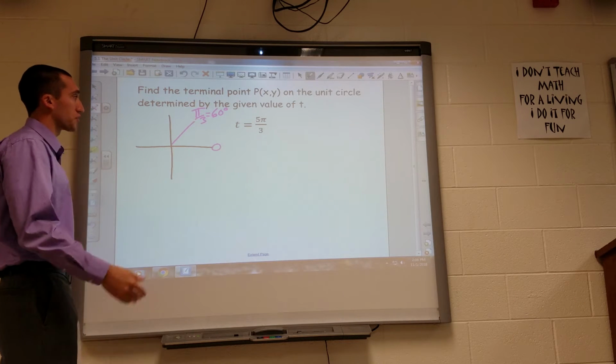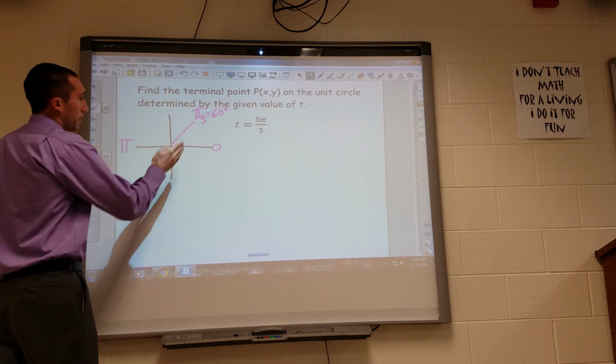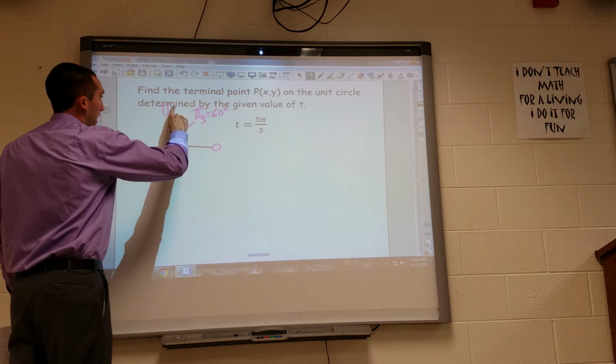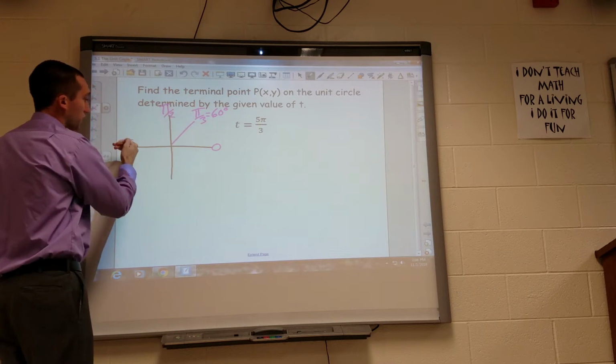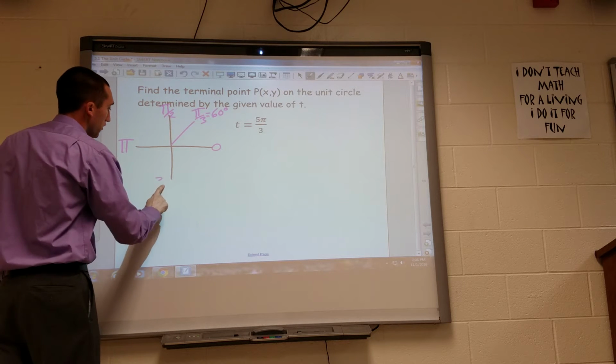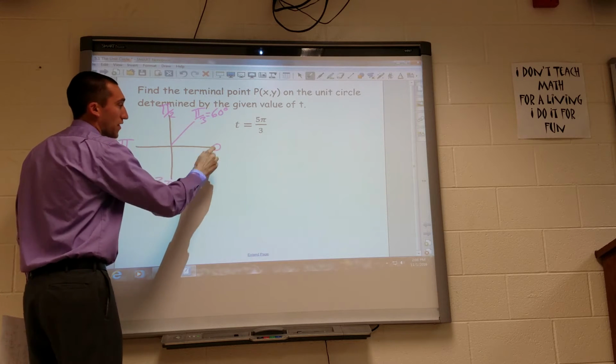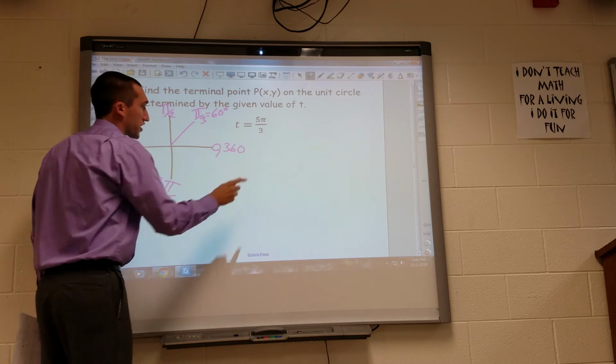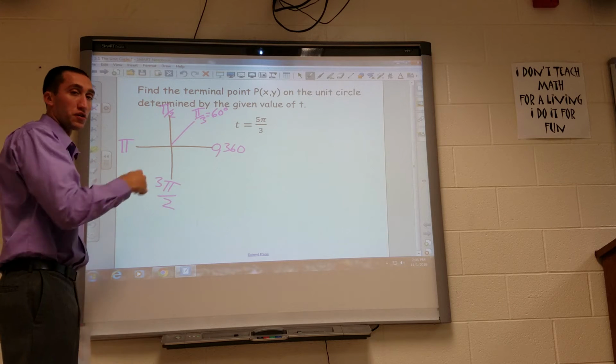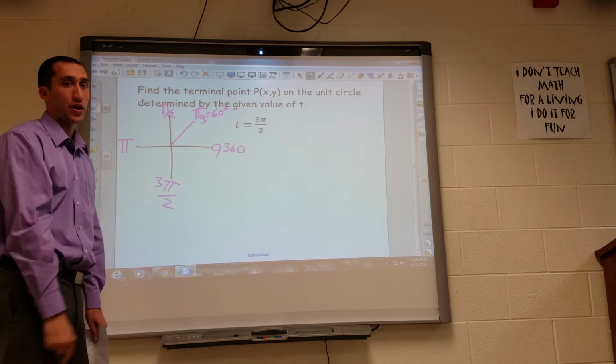This is all stuff we should know. So I know that this is 0. This is pi over 2, or 90 degrees. This is pi, 180 degrees. This is 3 pi over 2, 270 degrees. And then again, this is 0, or 360 degrees, right? If you do a circle, if you turn completely around, we've got 360 degrees.